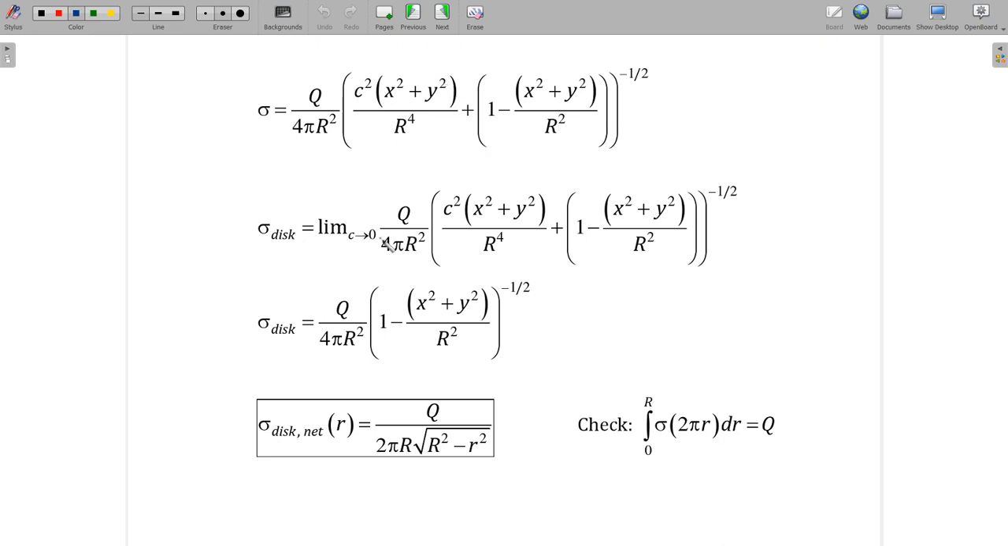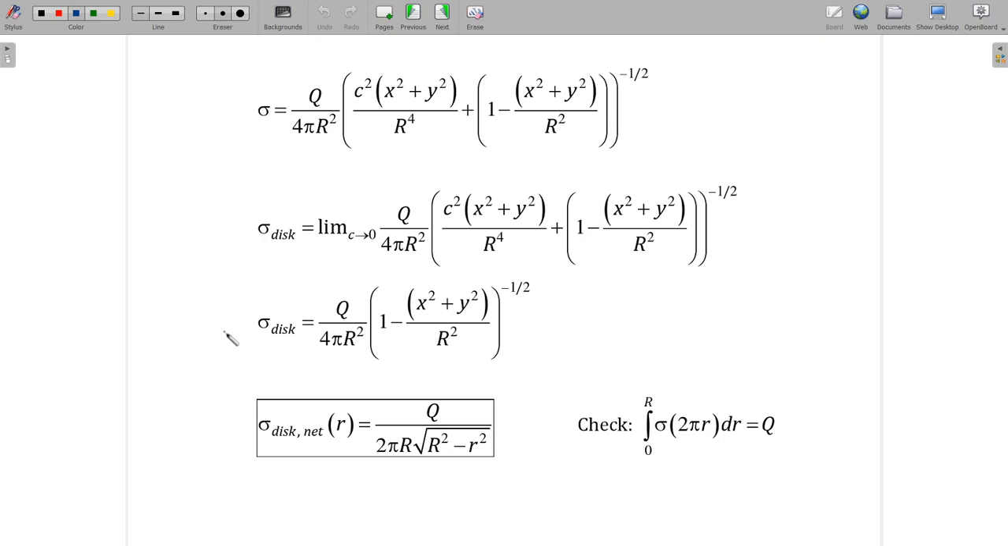So we can put the limit C goes to 0. So at this step it is still an ellipsoid, and this is a special kind of ellipsoid where A is equal to B is equal to R. That is all I have done, and this is the surface charge density in terms of the X and Y coordinates. But if I bring that C quantity to 0, I get this answer, which is in the third line. Very simple to see that the limit works.